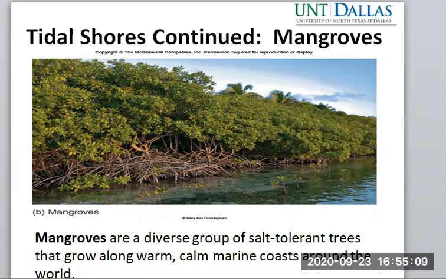Detritus, including falling leaves, collects below the mangroves, and those leaves provide nutrients for a diverse community of animals and plants. Both marine species like crabs and fish and terrestrial species such as birds and bats rely on those mangroves for shelter and food.